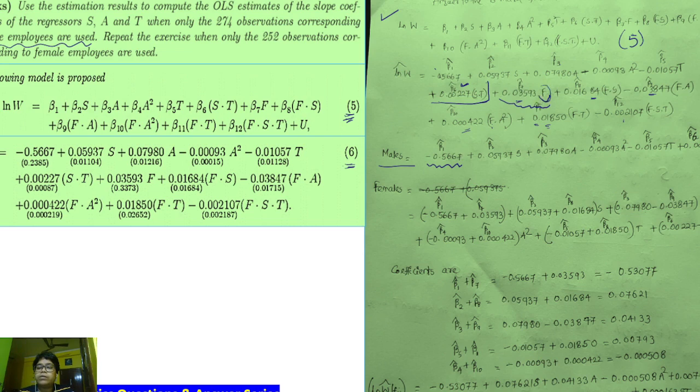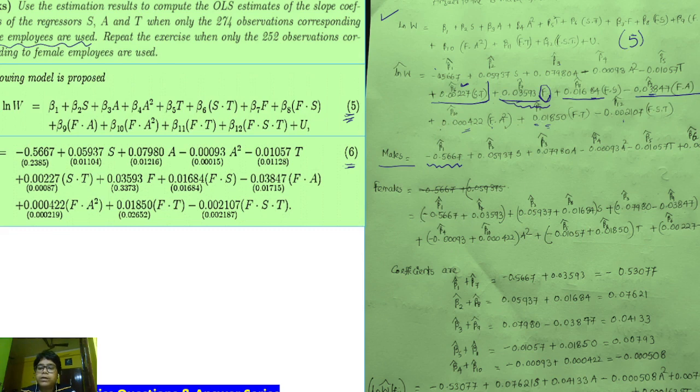If it is becoming 1, that means this value will be there. Similarly here, if it is coming like this, then you are getting 0.01684 s, because f is turning into 1. The value of female is 1 when it is female. So this is 0.01684. Similarly here it will become 0.03847, right?